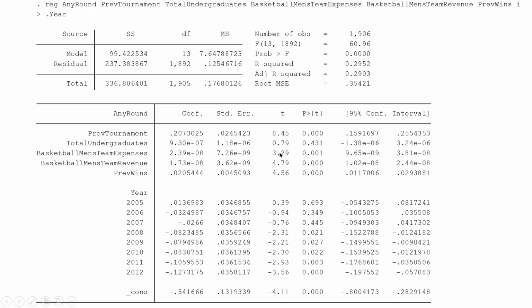Still statistically significant. We said, how do we know if it's statistically significant? We have to look at this p-value, which here's my Stata output. So it's a little bit different than the Excel output we're used to seeing, but here's my Stata output, and that effect of spending $1 more on my basketball program is statistically significant because my p-value is 0.001.